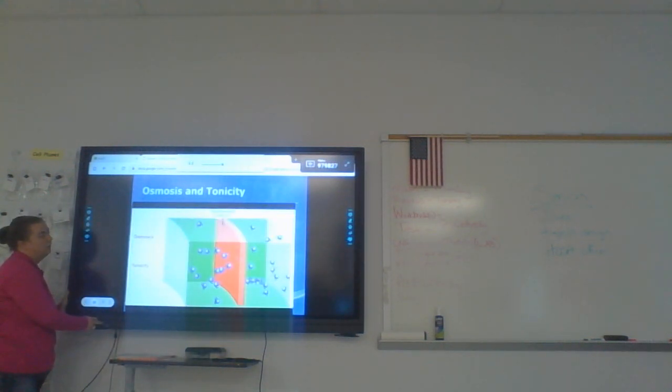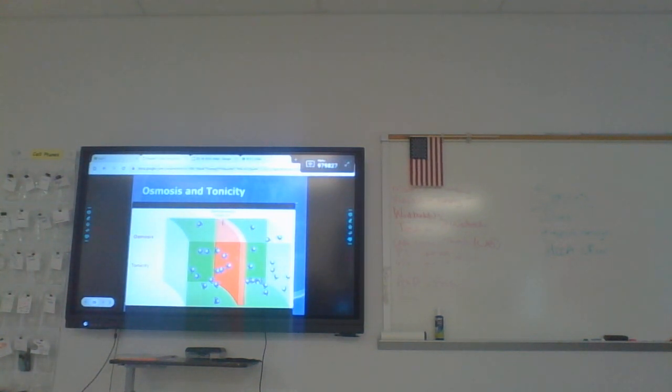Before we take a look at how osmosis and tonicity affect the cell, let's review what each of these terms means. Osmosis represents the diffusion of water across a semi-permeable membrane. The term tonicity refers to the relative solute concentration of two environments separated by a semi-permeable membrane. In other words, by comparing the tonicity of the solutions, you can determine the direction in which osmosis will occur.